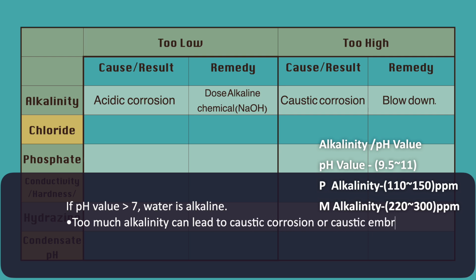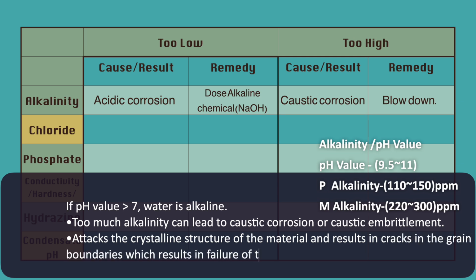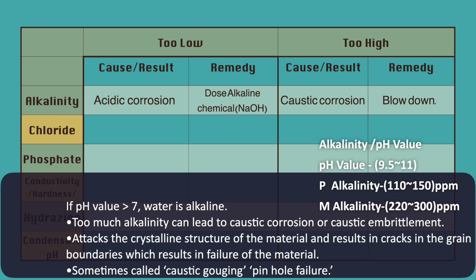Too much alkalinity can lead to caustic corrosion or caustic embrittlement, which attacks the crystalline structure of the material and results in cracks in the grain boundaries, which results in failure of the material, sometimes called caustic gouging, pinhole failure.